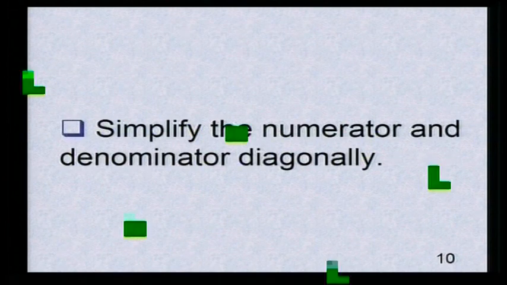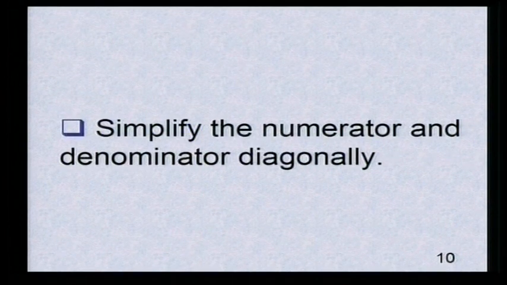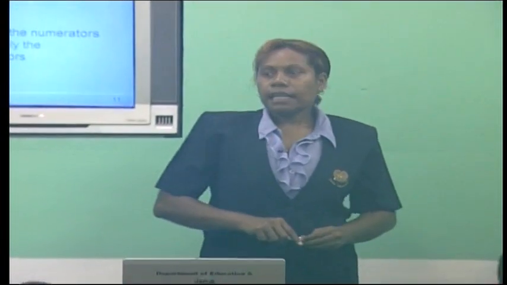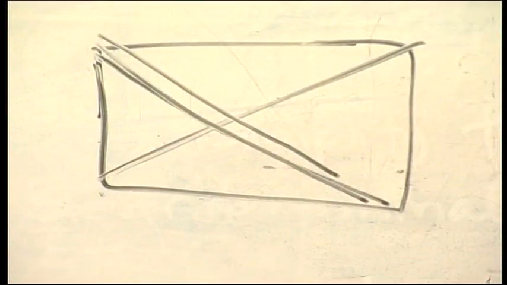Okay, diagonally, class, receiving students, in this direction, yes? Diagonally, okay? So you simplify diagonally. This is what we mean when we say diagonally. Okay, good. Now, after that, what's next? Let's have Isaac, quickly.